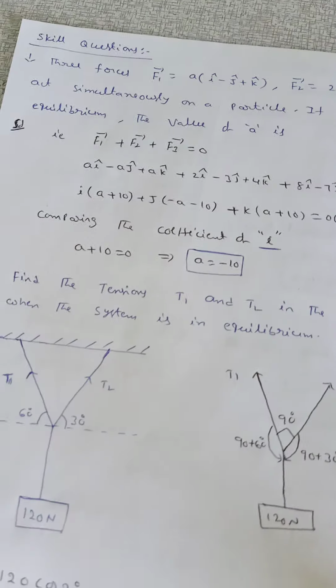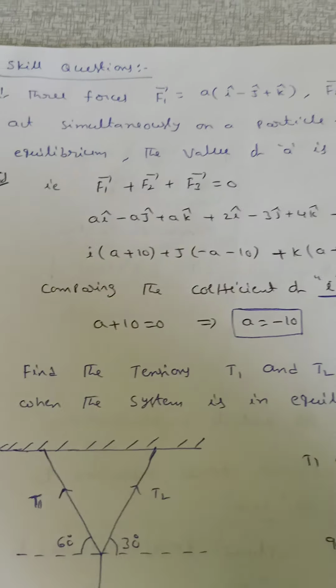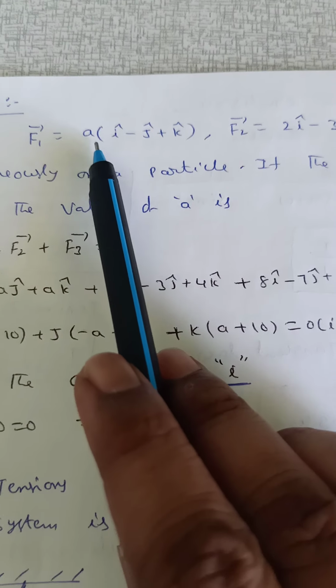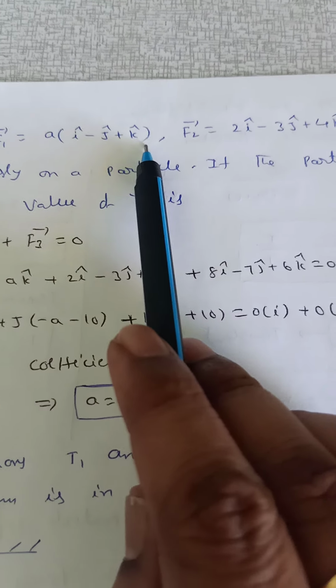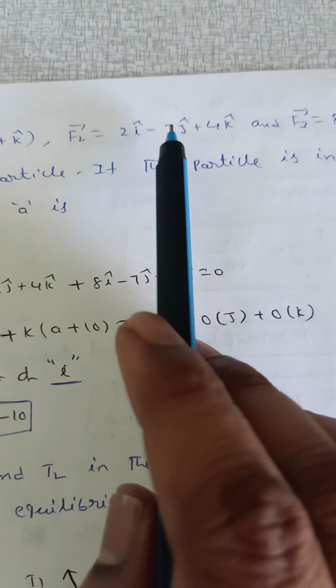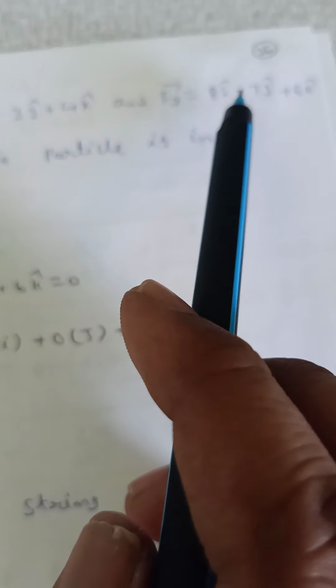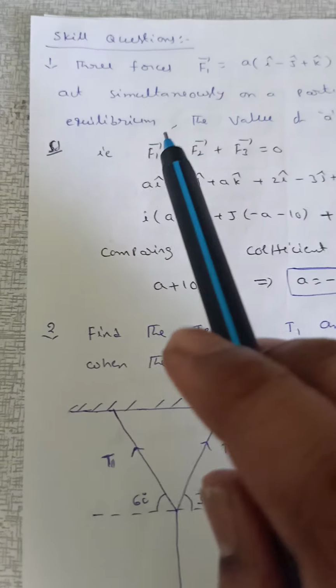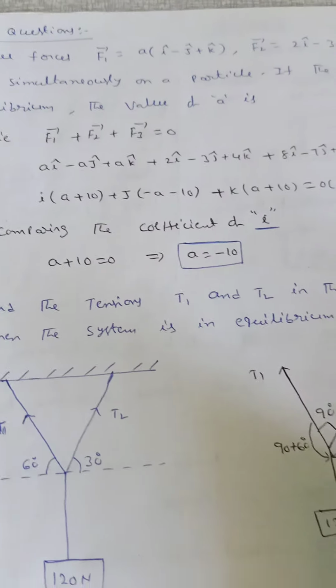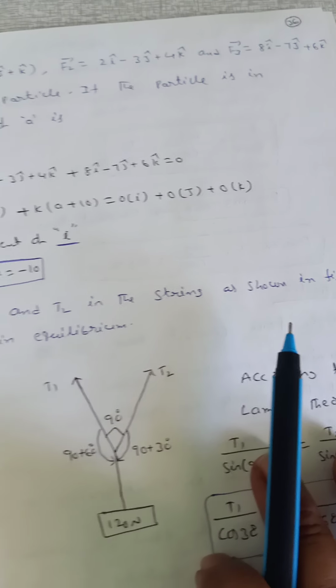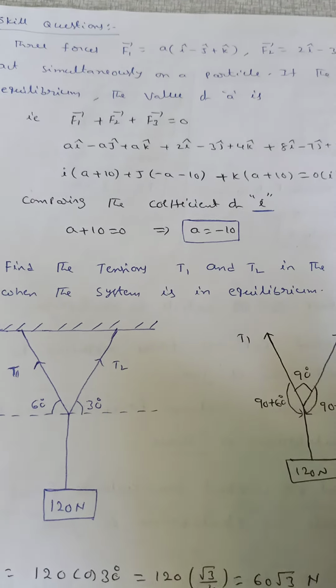Let us explain some skill questions. Three forces, F1 bar is equal to A I cap minus J cap plus K cap, F2 bar is equal to 2I cap minus 3J cap plus 4K cap, and F3 bar is equal to 8I cap minus 7J cap plus 6K cap, act simultaneously on a particle. If the particle is in equilibrium, then find the value of A.